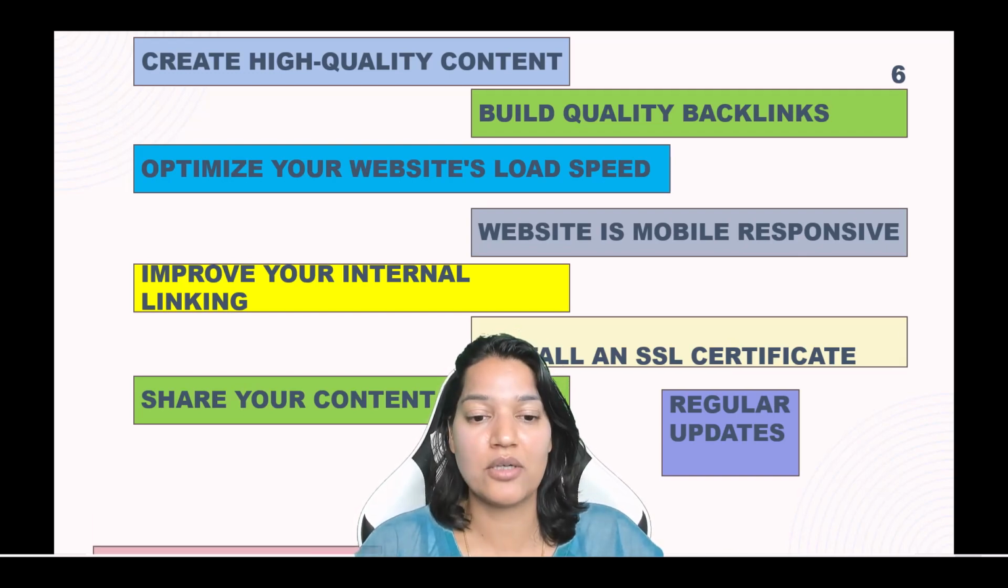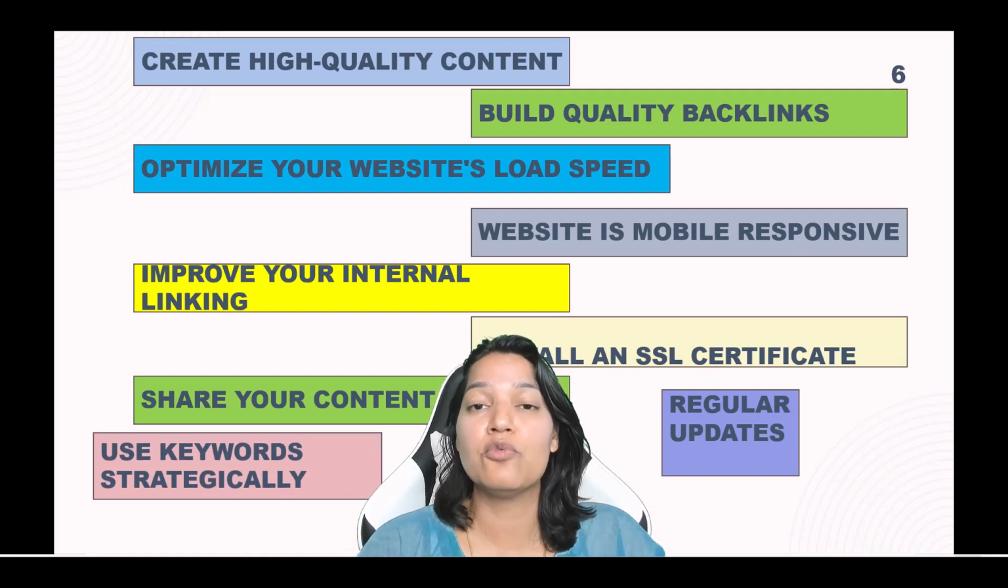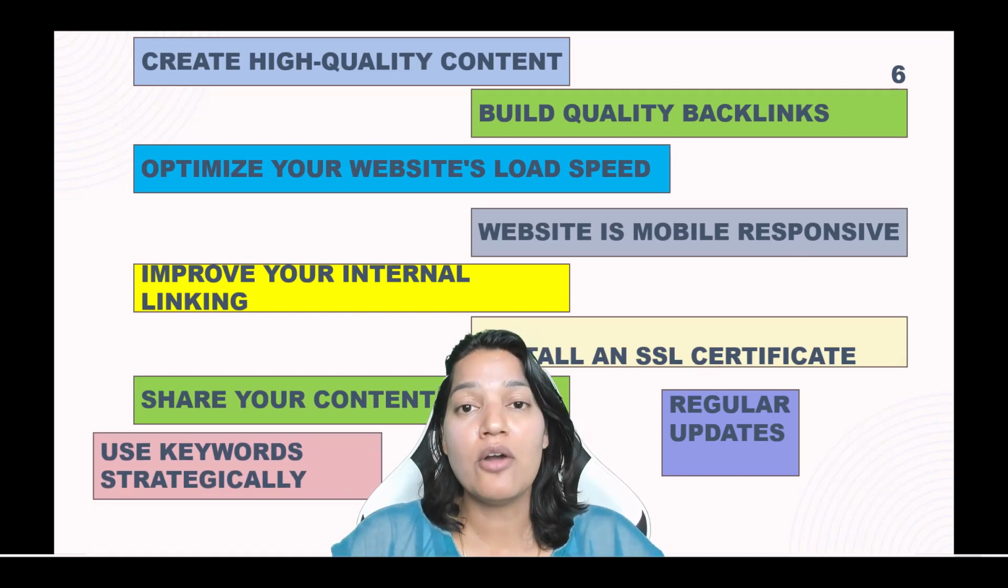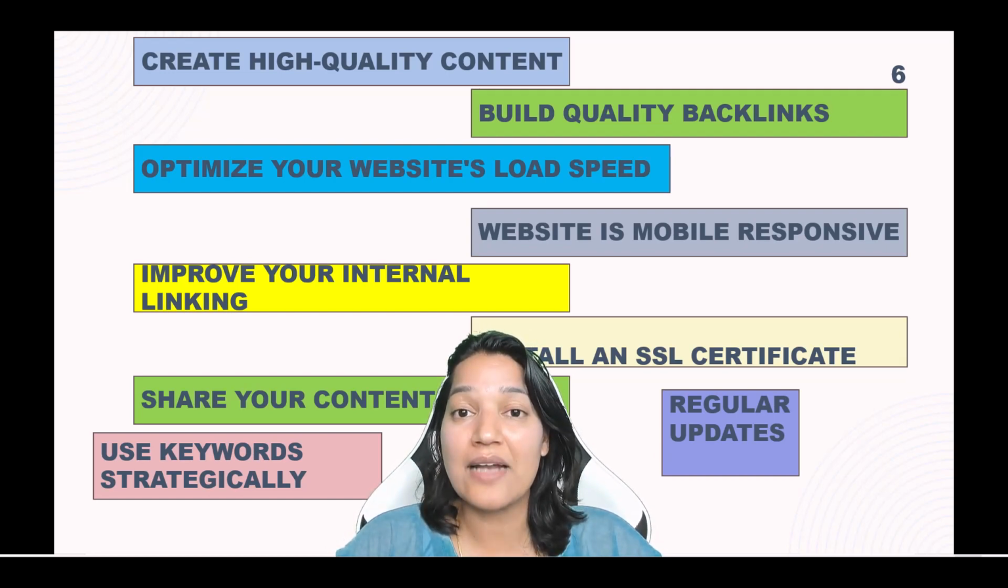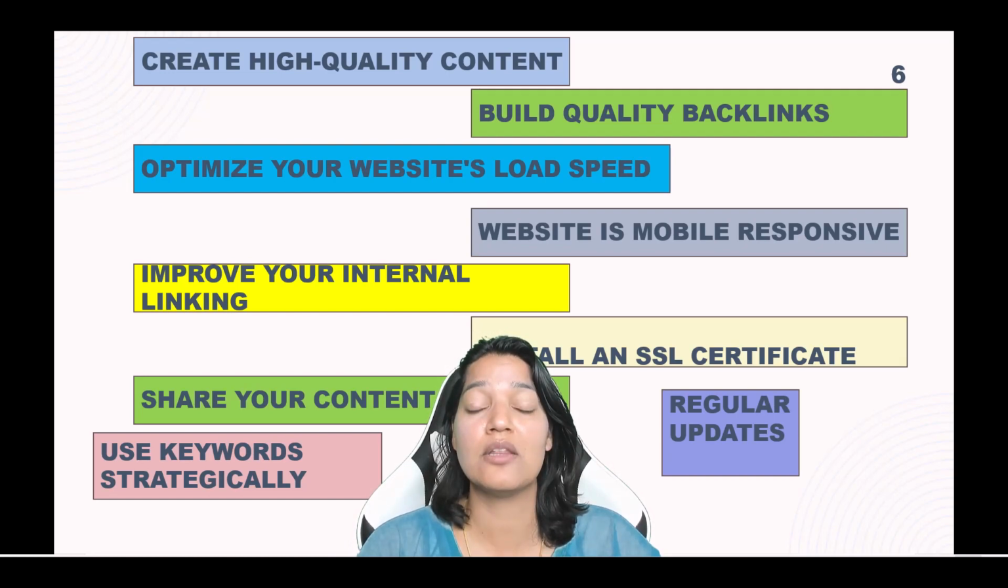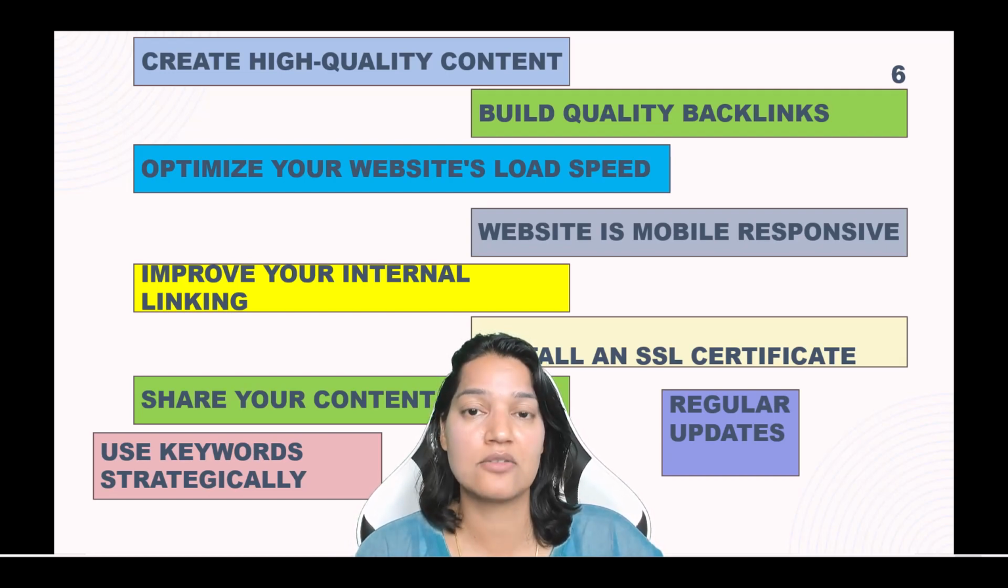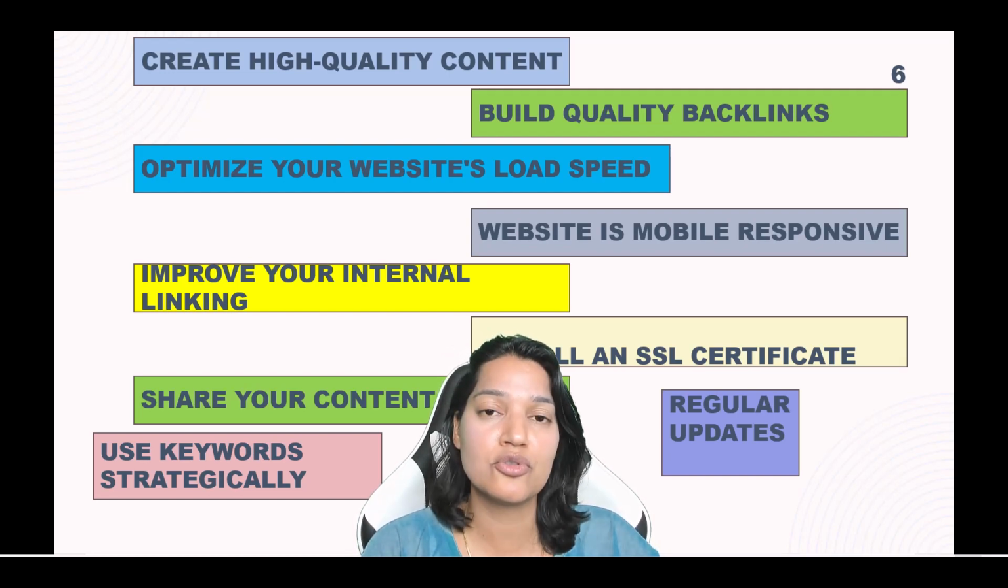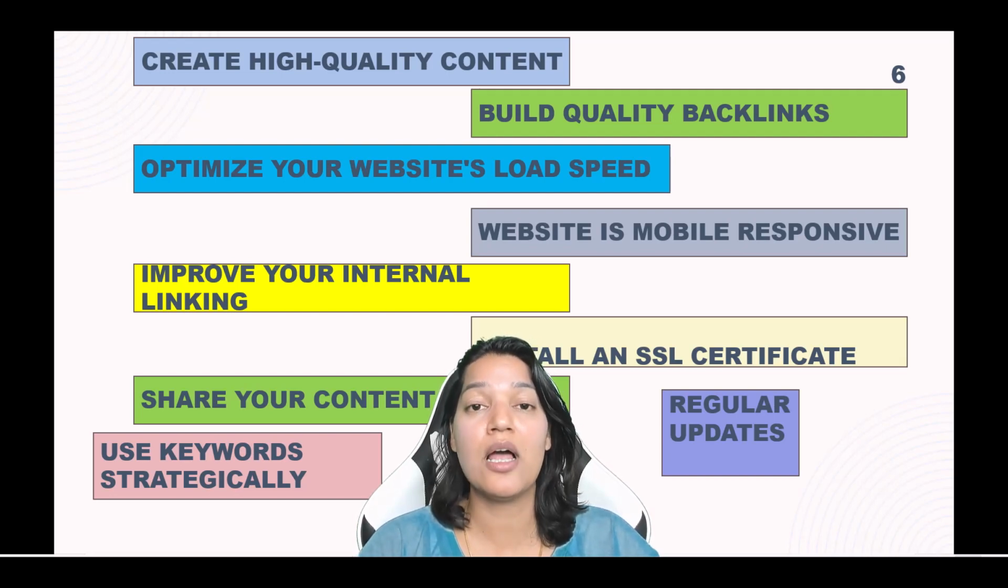The next important tip is use your keywords strategically. If you are writing a post on a particular keyword, make sure to use that keyword in the URL of your post, in the title of your post, in the subheadings of your post, in the meta description of the post. You should write it in the image alt text of the post. So there are certain places where you should make sure that you are including that keyword strategically, which will help you rank your post on the Google search engine results page in top position.